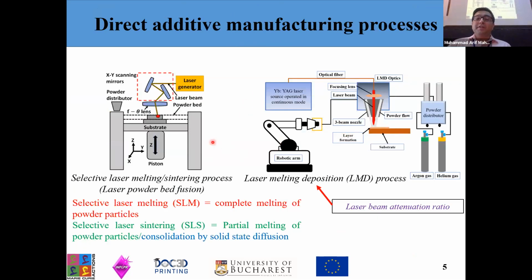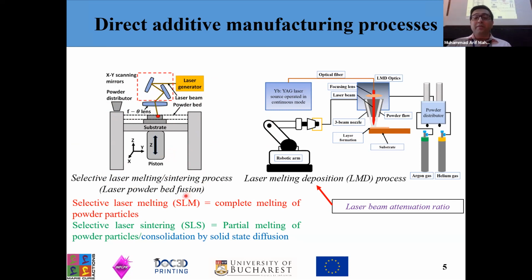The laser additive manufacturing processes can be classified into two further categories. The first one is laser powder bed fusion, which is also known as selective laser melting or selective laser sintering. On this screen, we can see that there is a piston. The piston will move downward and the powder distributor will spread a layer of the powder particles. And the laser beam, which is focused via an F-theta lens, will melt the powder particles selectively. This is the schematic for selective laser melting and selective laser sintering.